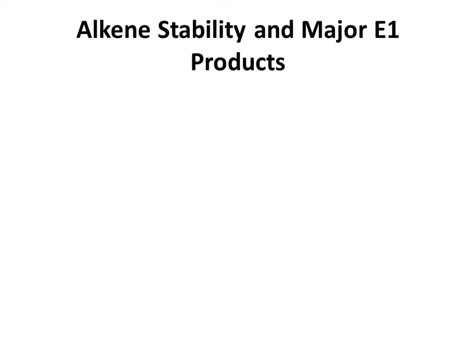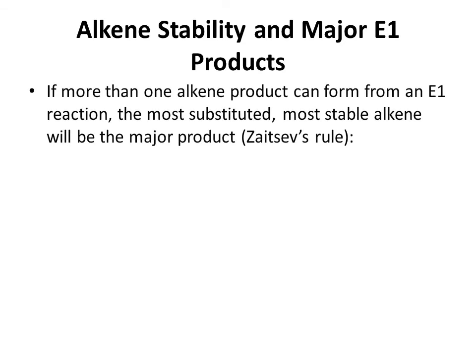Okay, now let's take a look at alkene stability and major E1 products. In many cases, an E1 reaction will yield more than one alkene. How do you know which alkene is the major product? Here's how it works. If more than one alkene product can form from an E1 reaction, the most substituted, most stable alkene will be the major product. That's known as Zaitsev's rule.